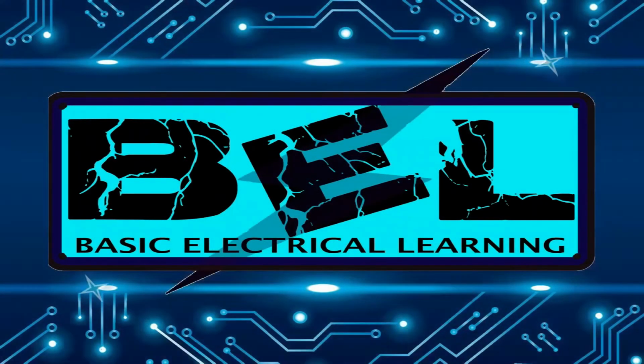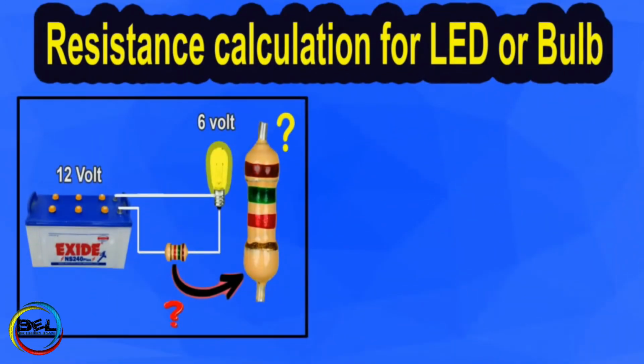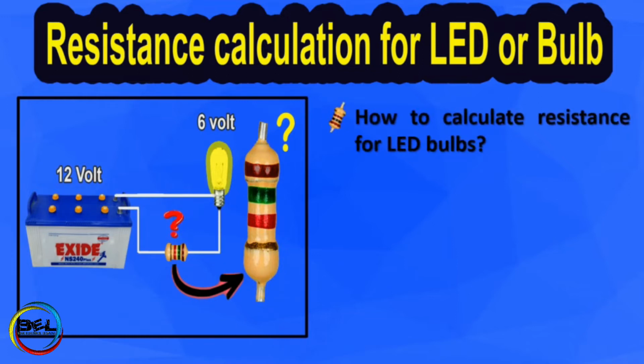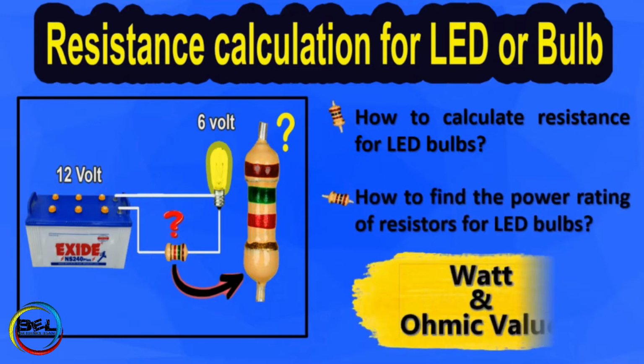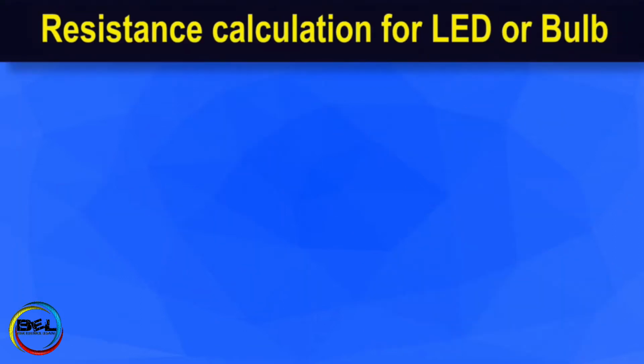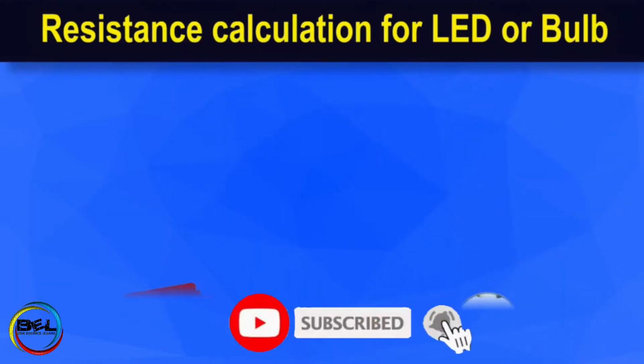Basic electrical wiring. Hello gentlemen, today we are going to discuss the resistance calculation for an LED bulb. In this lesson we will find out how to calculate the resistance for an LED bulb, and also how we can find the power rating of a resistor. So we will learn how to find the power rating of a resistor, and also what the value of the resistor should be for any circuit, for LED or any type of bulb. Now let's start the topic, resistance calculation for LED bulb.